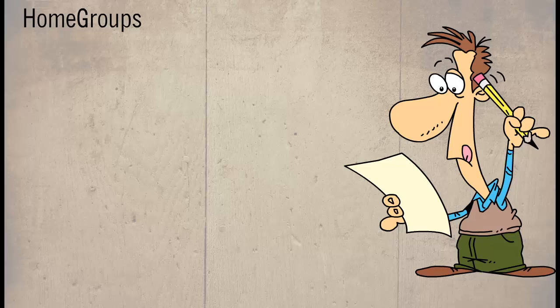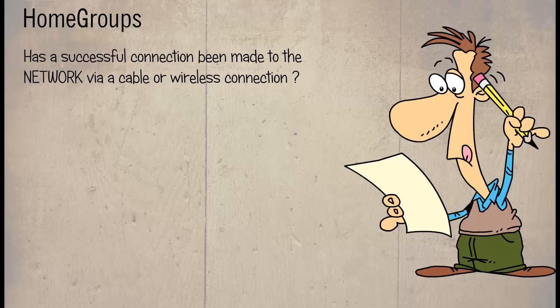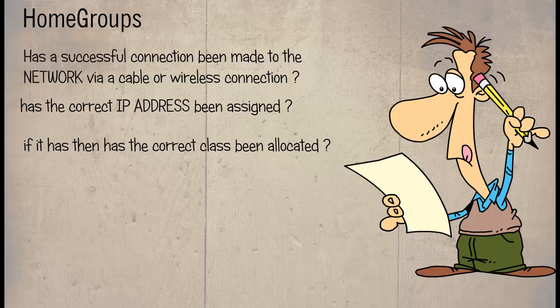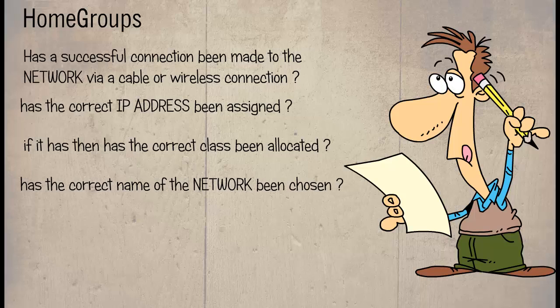Fault finding on a network can be a very tricky subject, as there are so many parameters that need to be considered. Has a successful connection been made to the network via cable or wireless connection? Has the correct IP address been assigned? If it has, then has the correct class been allocated? Has the correct name of the network been chosen? Has sharing been enabled? Just to name a few.